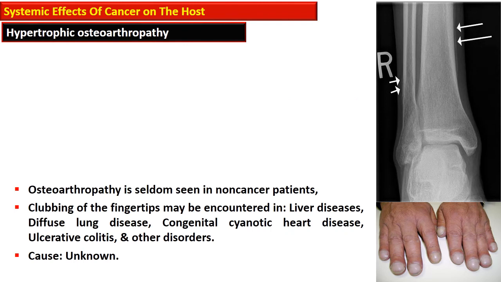This radiographic picture of osteoarthropathy is seldom seen in non-cancer patients, but clubbing is usually associated with liver diseases, diffuse lung diseases, congenital cyanotic heart diseases, ulcerative colitis, and other disorders.